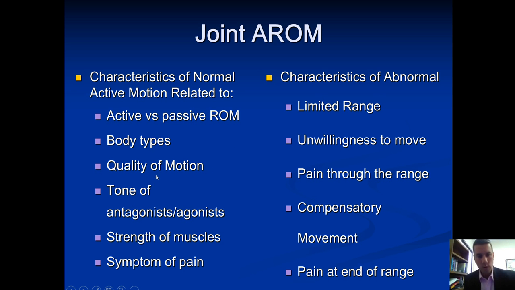Quality is how well do they move. Do they compensate? Do they shake or judder when they move? So that's quality. And then the third thing is pain. Do they have pain when they move? Is it at end range? Is it throughout the range? Those are the 3 main things that you're really looking at when you look at active range. Quantity, how much, quality, how well, pain, presence, or not.